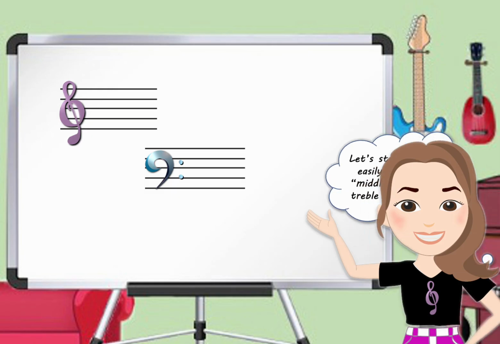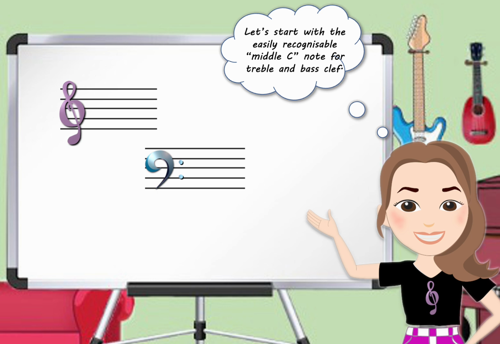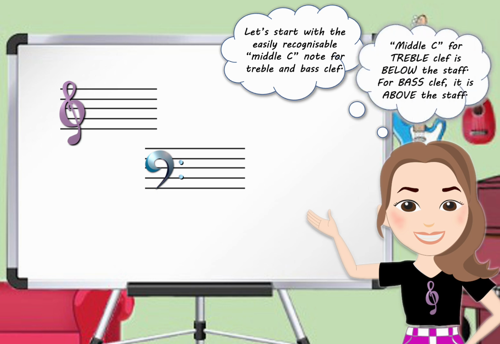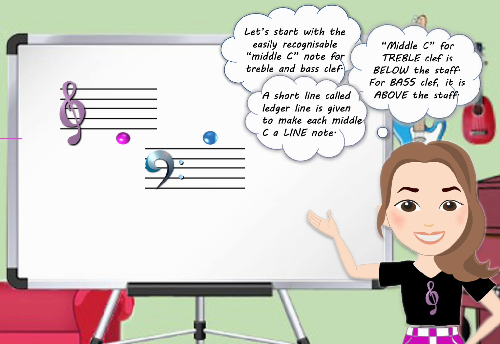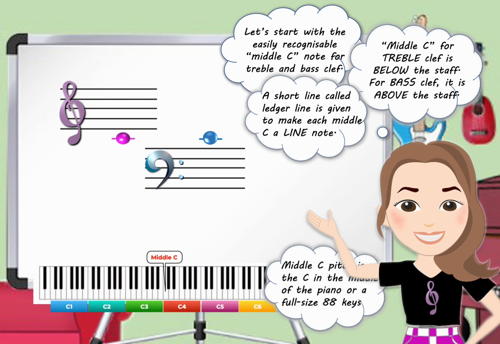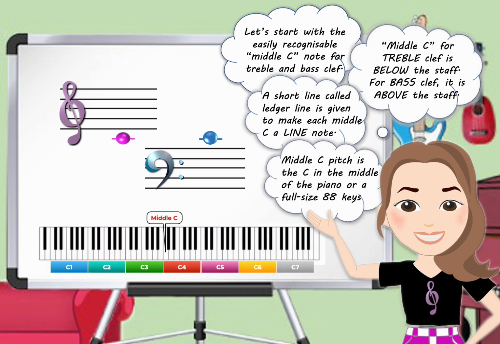Let's start with the easily recognizable middle C note for treble and bass clef. Middle C for treble clef is below the staff. For bass clef, it is above the staff. A short line called a ledger line is given to make each middle C a line note. Middle C pitch is the C in the middle of the piano, of a full-size 88 keys.